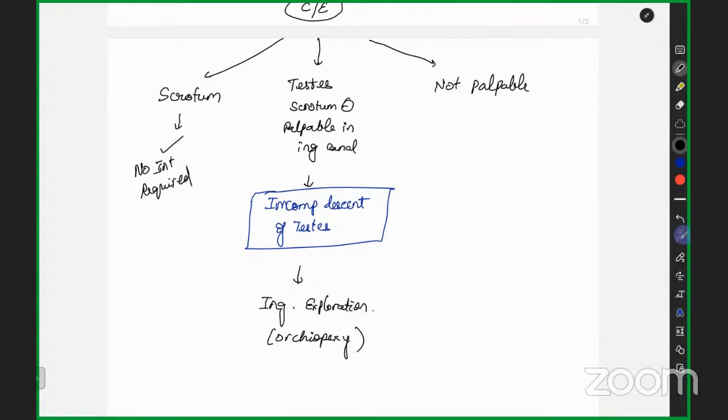Now, non-palpable. Your testis is non-palpable. You're going to perform an abdominal examination. Not palpable. Now, what are you going to do? Maybe the baby is very conscious, and sometimes you cannot palpate very well because the baby is going to cry, right? A 6-month baby.